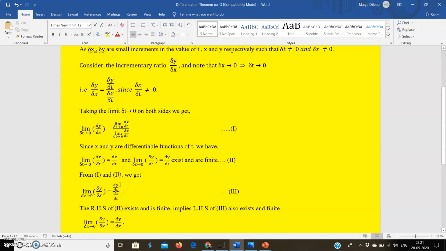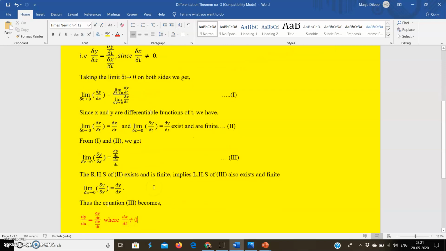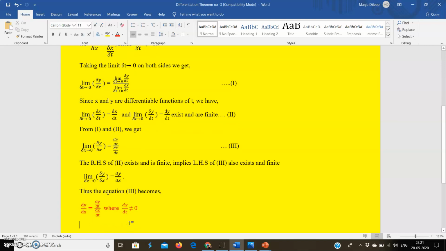Since the RHS of equation 2 exists and is finite, since it is an equation, the LHS is also finite and exists. So the LHS of this equation, limit delta x tends to 0 of delta y upon delta x, can be written as dy upon dx. Thus equation 3 becomes dy upon dx on the left hand side, using the definition of derivative. So dy upon dx is equal to dy upon dt upon dx upon dt, where dx upon dt is not equal to 0. So this is the proof of this theorem.